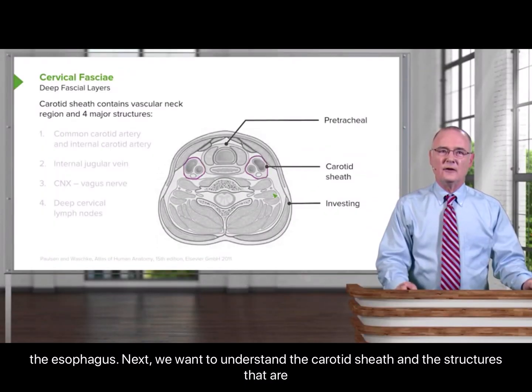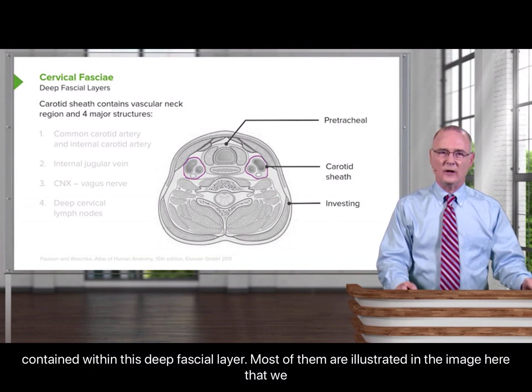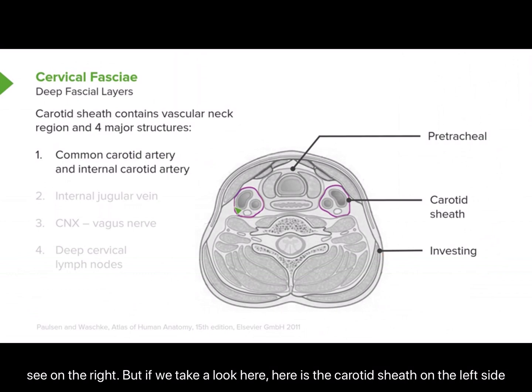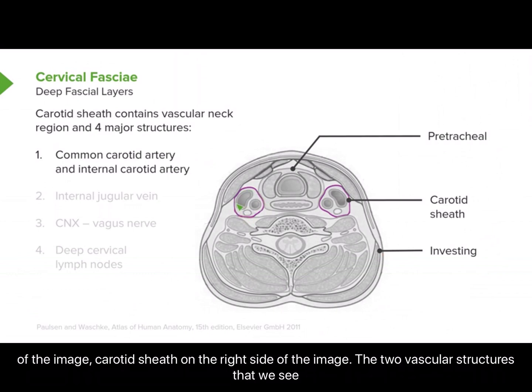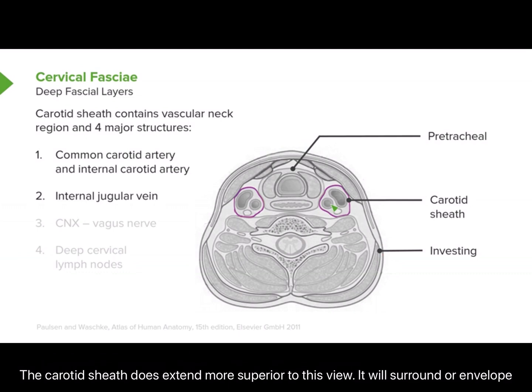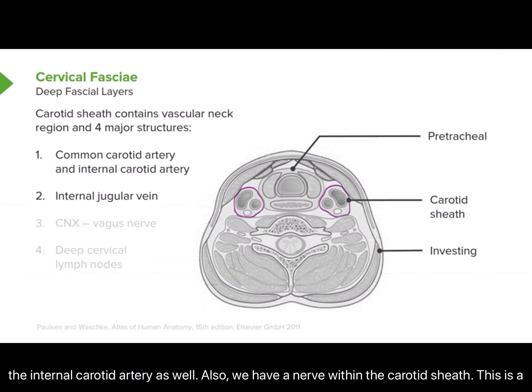Next, we want to understand the carotid sheath and the structures that are contained within this deep fascial layer. Most of them are illustrated in the image here that we see on the right. But if we take a look here, here is the carotid sheath on the left side of the image, carotid sheath on the right side of the image, and the 2 vascular structures that we see here within the carotid sheath would be the internal jugular vein and your common carotid artery. The carotid sheath does extend more superior to this view, and it will surround or envelop the internal carotid artery as well.